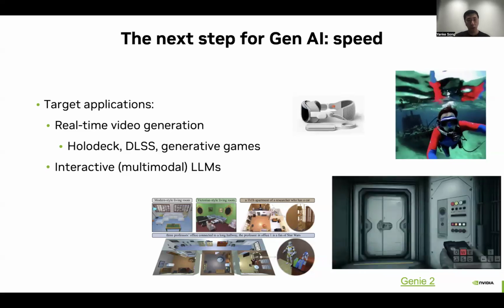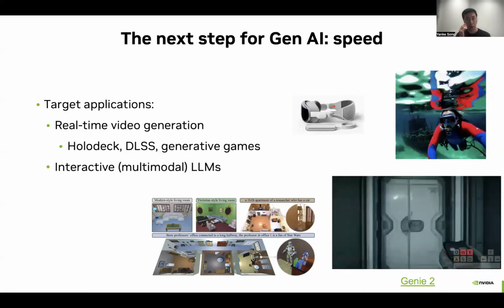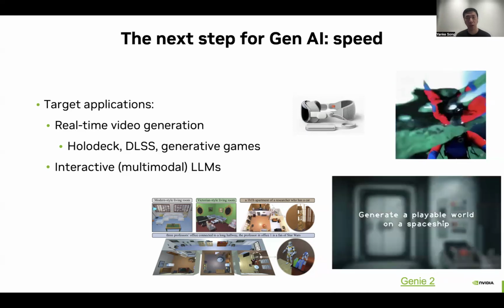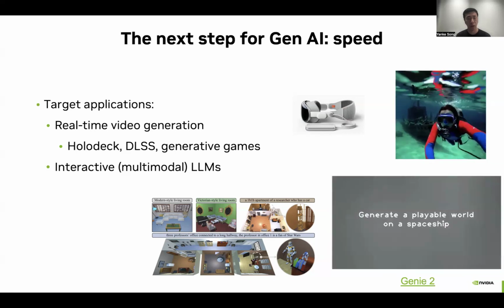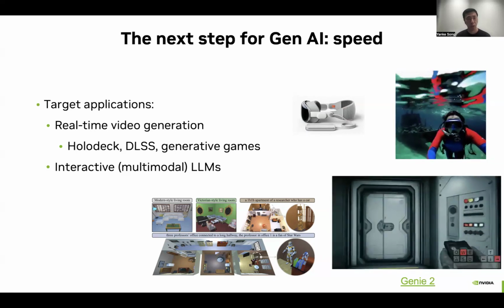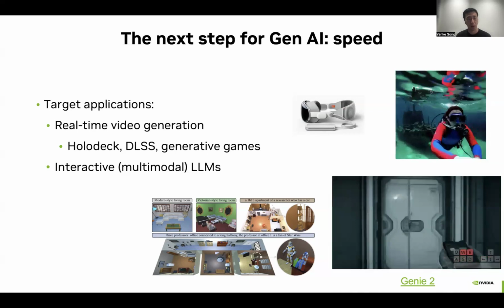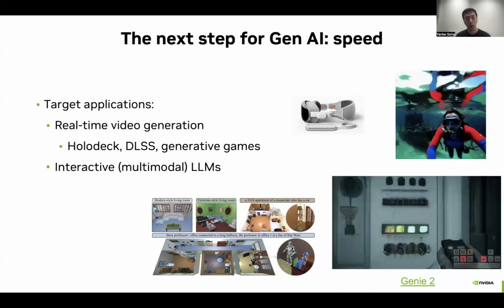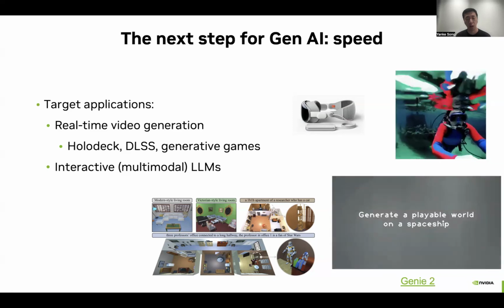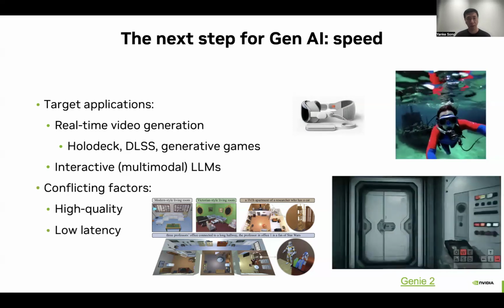Some quick motivation. One of the important next steps for nowadays generative AI research is speed, because we already have very high quality generative AI models, but to enable real-time applications such as holodeck, DLSS, generative games, and interactive LLMs, we really need to accelerate these models.